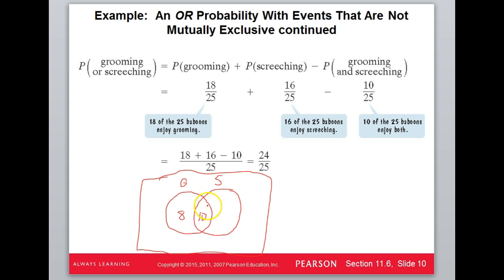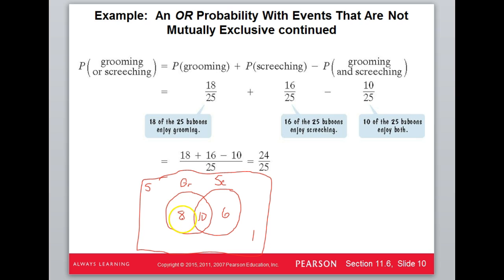Alright, and then likewise for screeching, I got 10 in the middle that enjoy both. So how many are right here? Well, to get to 16, it's got to be 10 plus 6. So 6 go here. Alright, now there's 25 total in the group. If we add it up, we got 8, 10, that's 18. 18 plus 6 is 24. To get to 25, that means we got 1 out here on the outside. This is the sample space. I guess I shouldn't have used S for screeching. I'm going to put SC and GR. So that can be S for the sample space. I have to have 1 out here to represent everything.